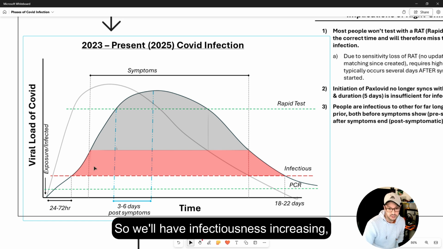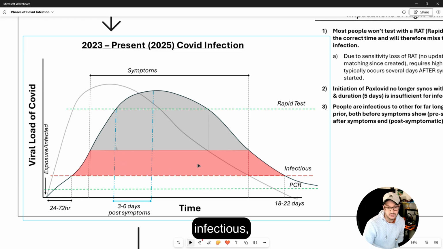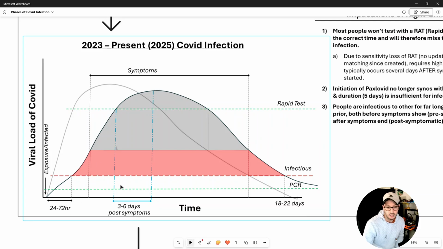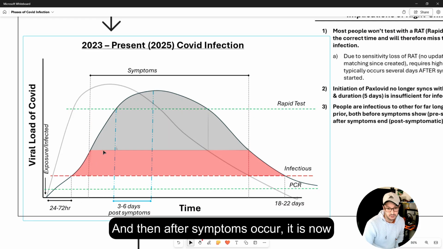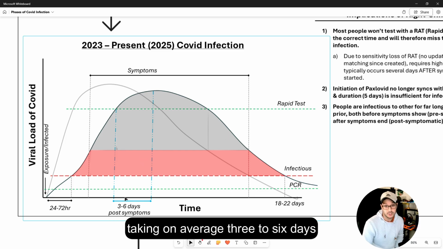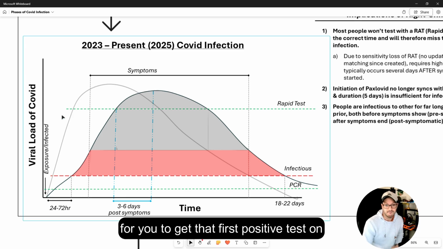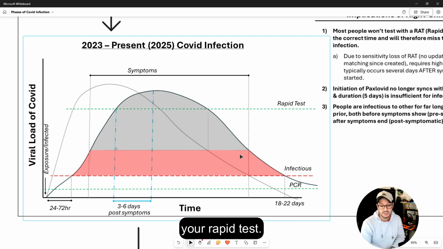So we'll have infectiousness increasing, and then everything that's colored here is infectious. Then we have symptoms occurring. So you'll see symptoms occur right here after a couple of days. And then after symptoms occur, it is now taking on average 3 to 6 days post symptoms occurring for you to get that first positive test on your rapid test.